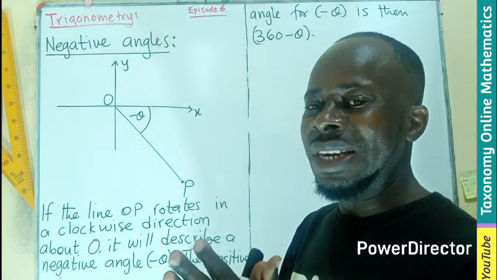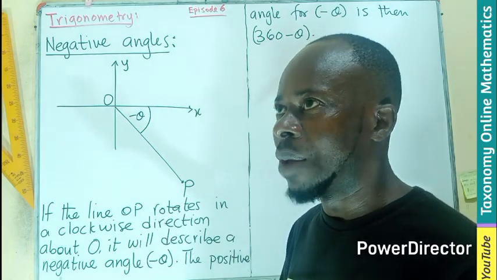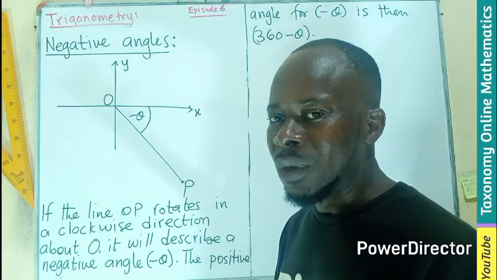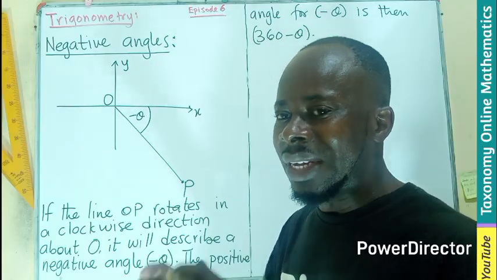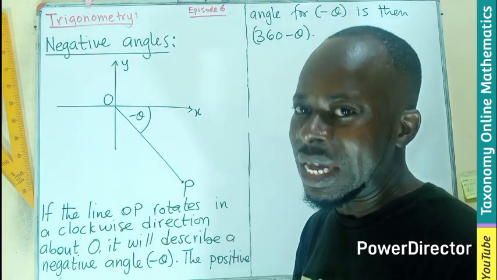Angles that will be given in relation to the ratios as negative. So, for example, you can be given sine negative 120 or tan negative 300. That negative in front of the angle. How do we deal with that?